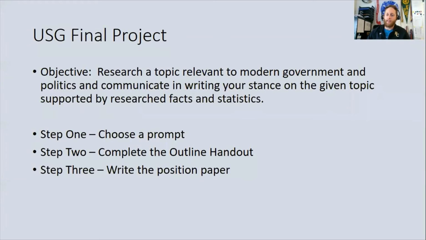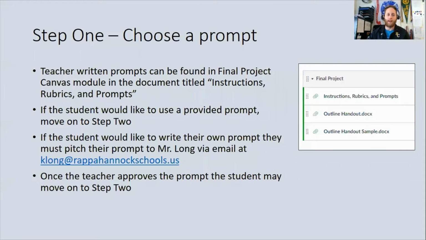Our objective for the final project is to research a topic relevant to modern government and politics and communicate in writing your stance on the given topic supported by research facts and statistics. There are three main steps to this project. 1, choose a prompt. 2, complete the outline handout. And step 3 is to actually write the paper and submit it to me before the deadline.